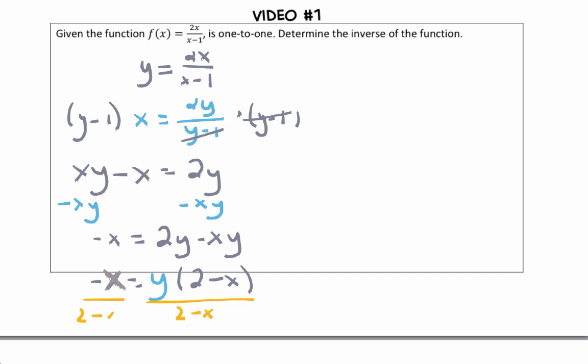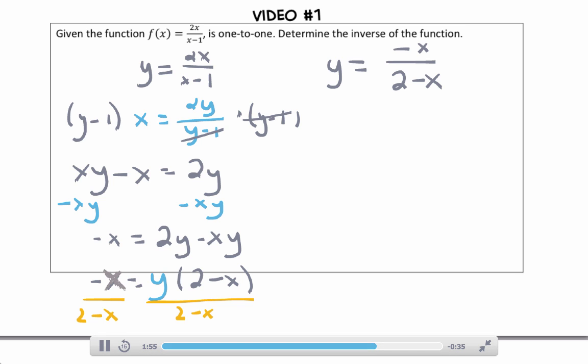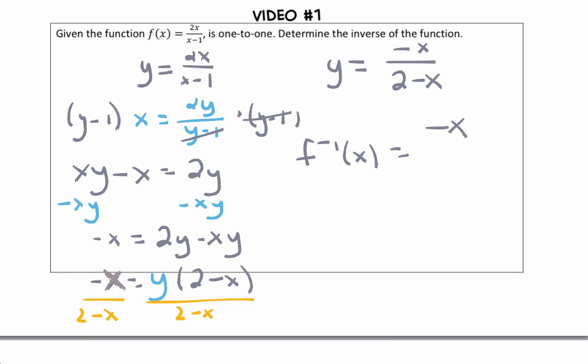So we are left with y is equal to negative x over 2 minus x, which means the inverse of this function is equal to negative x over 2 minus x.